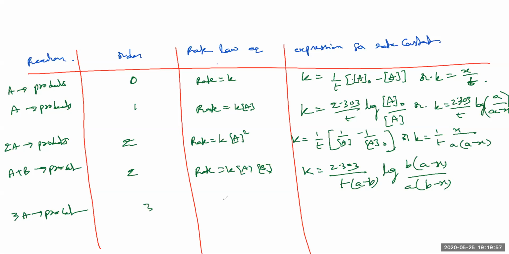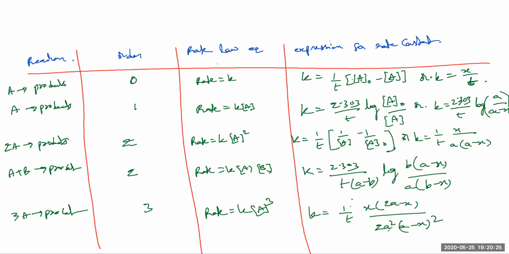Third order, I am writing now: 3A gives rise to products. Order 3, rate is equal to k into A power 3. Then the integrated equation derived formula is k is equal to 1 by t into x into (2A minus x) whole divided by 2A square into (A minus x) whole square. Note down this table.